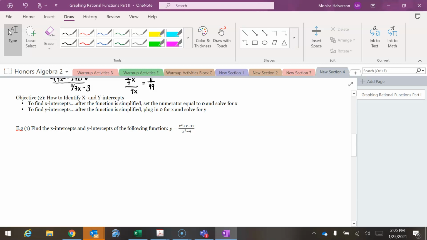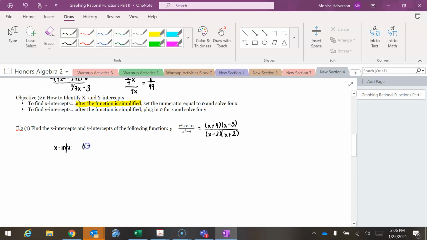So let's look at this example. Let's find the x-intercepts and the y-intercepts of the following function. Now, as mentioned, you can't do this until the function is simplified. And remember, simplifying is always done by factoring. So we are going to factor the numerator, x plus 4 times x minus 3. And we are going to factor the denominator, and we get x minus 2, x plus 2.